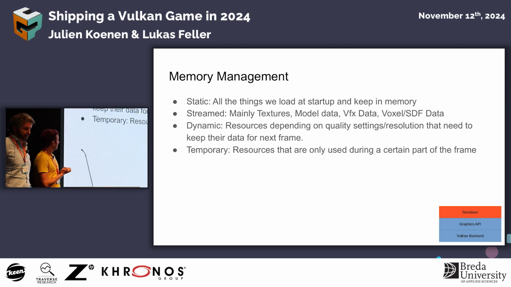We have dynamic memory. That is memory that depends on the quality settings or on the window resolution. And this is stuff that we have to allocate when either of those change, and stuff that is required for the next frame. So for all the temporal render targets, for example, we have to keep those around for the next frame. And the fourth type is temporary memory. This is also memory that depends on settings and resolution, but this is stuff we only need during a single frame. For example, a temporary render target you render once into and write once from, and then you don't need it anymore.